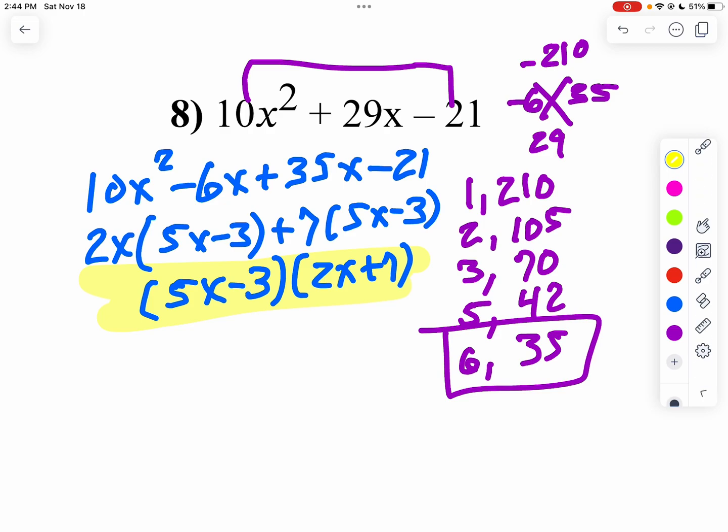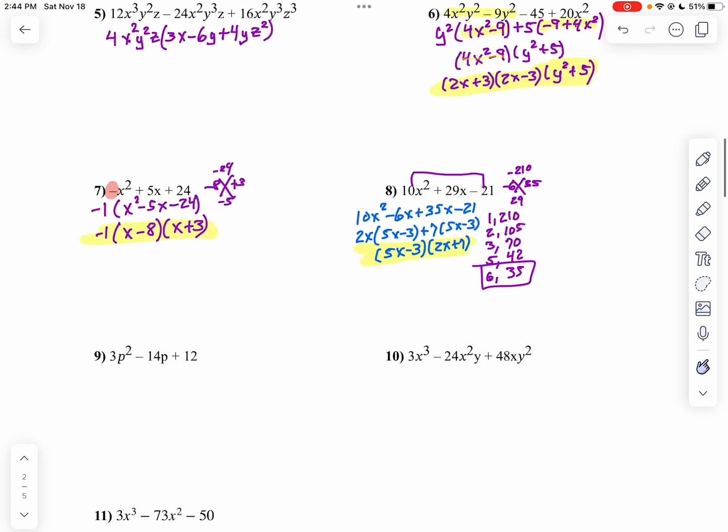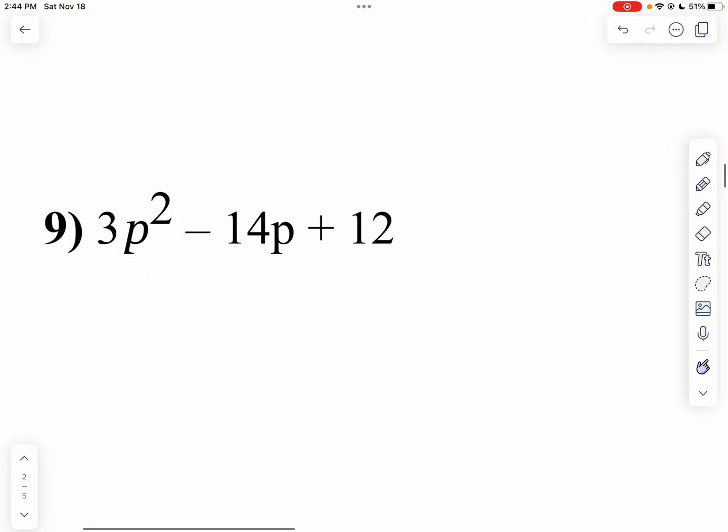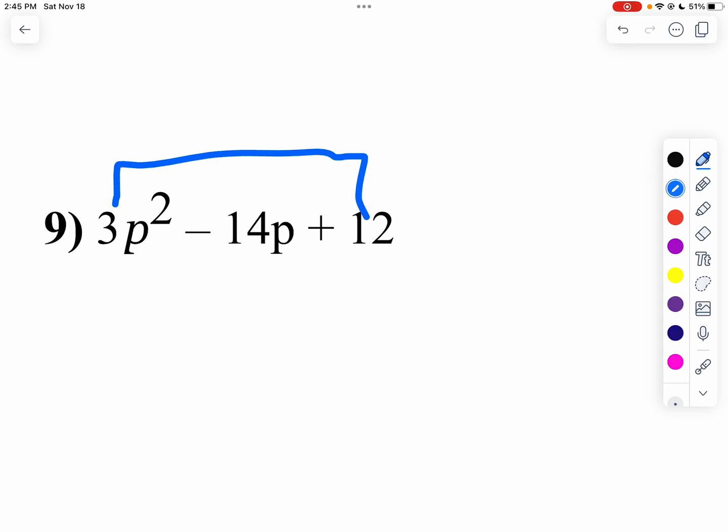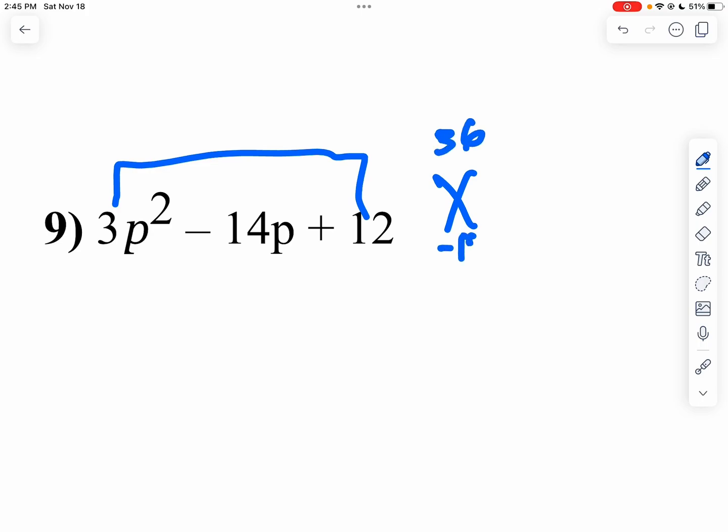Okay, let's take a look at number 9. Now, number 9 looks like the same thing again. 3 is not a perfect square, so I can't do that. So let's try multiplying the first and the last. That's 36. So I want 2 numbers that multiply to 36. In this case, they add to negative 14. So in other words, they're both going to be negative, but they have to add.